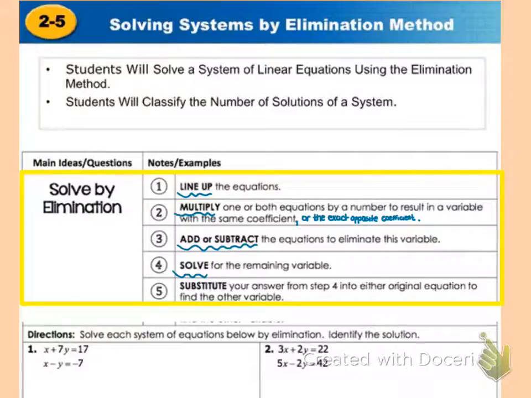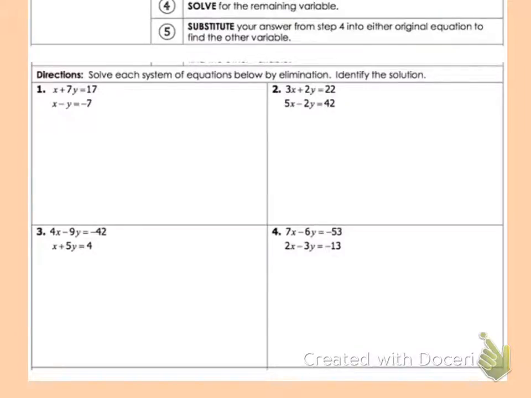Once we solve for the remaining variable, we finally substitute our answer from step 4 into one of the original equations, either one, and that will give us the value for the missing variable, the one that we haven't solved for yet. Let's go ahead and take a look at a couple examples and put these steps into practice. Now, sometimes some of these steps are unnecessary, and sometimes we can just start off by adding or subtracting the equations. So looking at example number 1, it says solve each system of equations below by elimination, and then it says identify the solution.